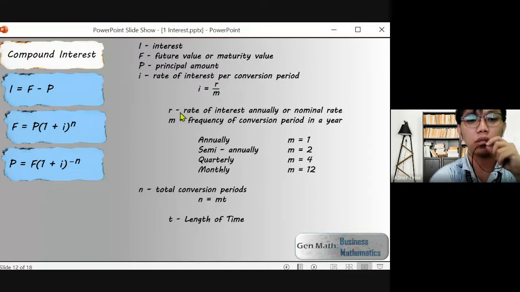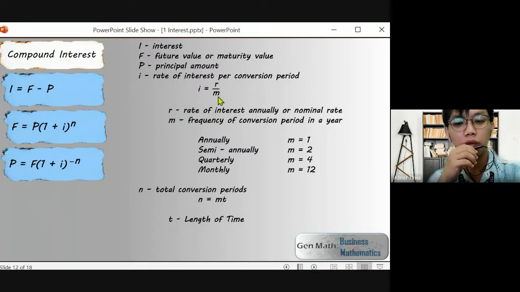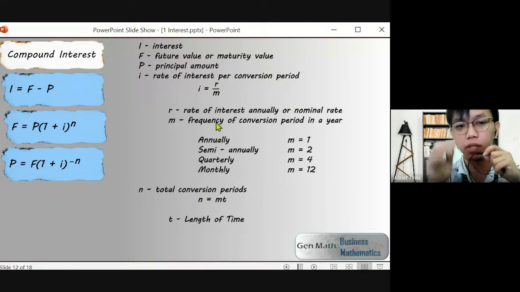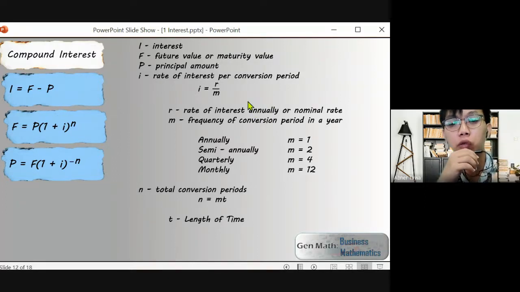So what is the term for, or what is the value of R? That is the rate of interest. So given na yan sa problem, same lang din yung re-represent niyan doon sa simple interest. Kung ano yung R sa simple interest, same lang din dito sa ating compound interest. That is the rate of interest. And then yung M, that is frequency of conversion period in a year. So that is the conversion period. So napansin nyo dito doon sa previous example natin kanina, compounded annually, yung conversion period doon is yung annually. Okay?